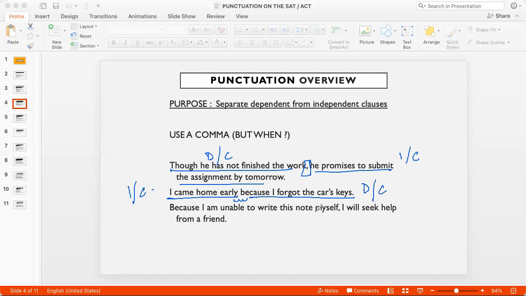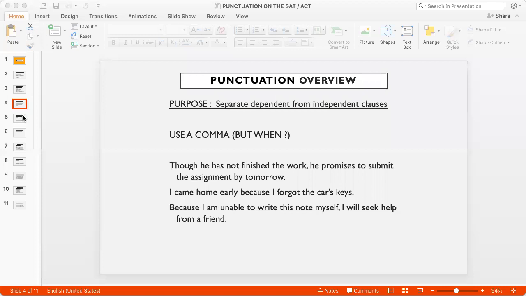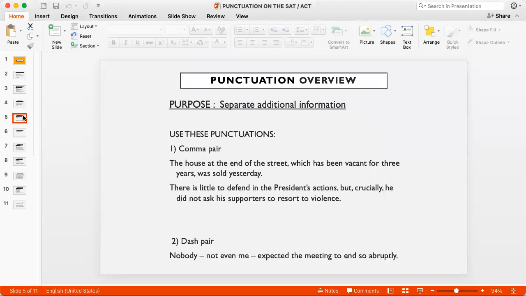Because I'm unable to write this note myself, comma, I will seek help from a friend. Again, dependent first, independent next, so a comma is required. Okay. Let's go to the next one.